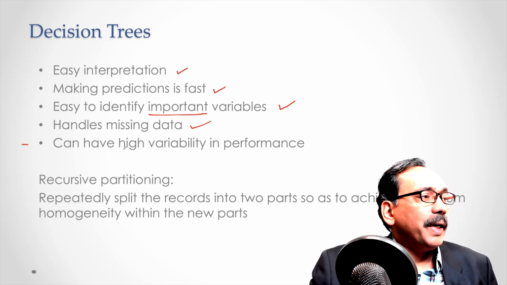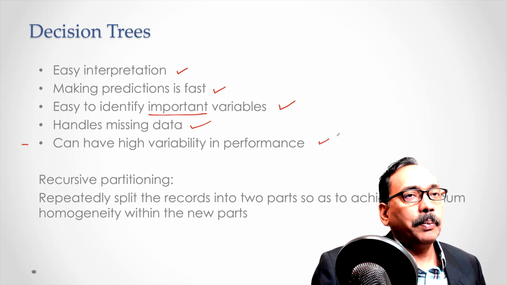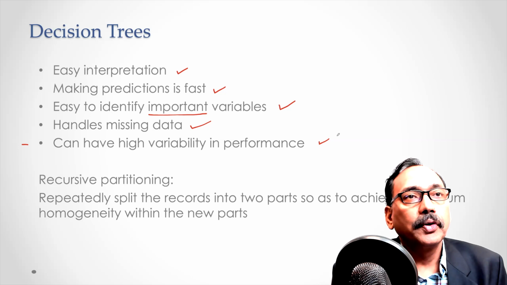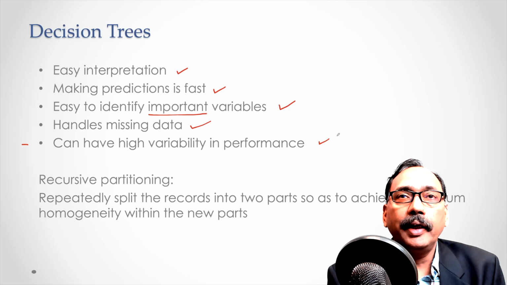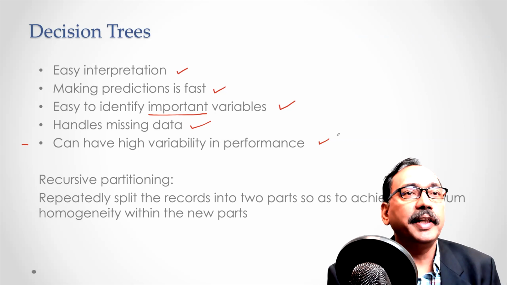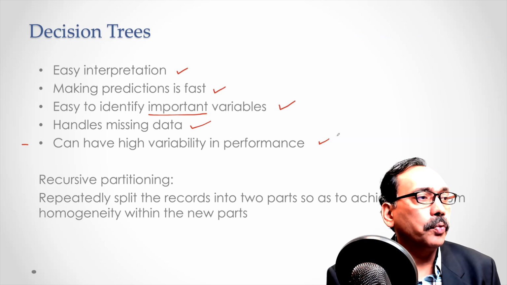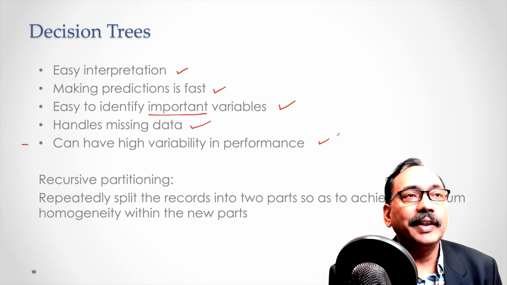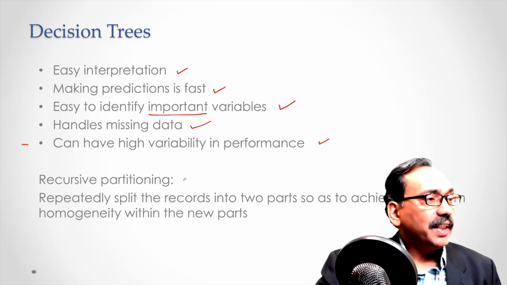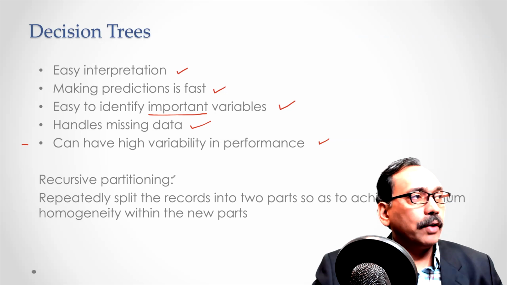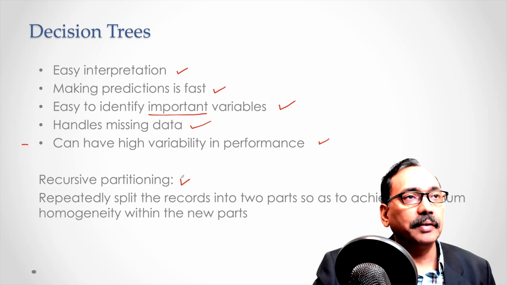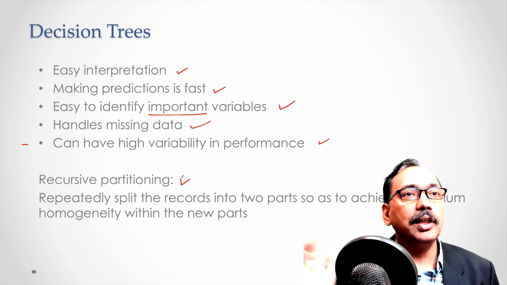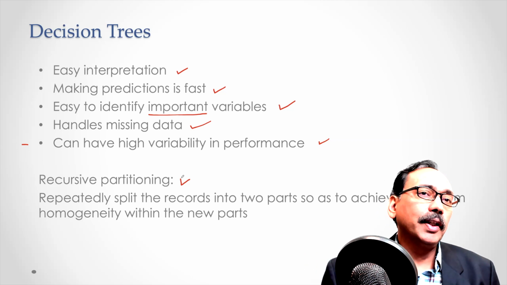One drawback, one negative thing, is that it can have high variability in performance. A slight change in the tree model and your performance may change. So that's one area where it has a disadvantage. Now what these trees do while developing is recursive partitioning. So we continuously partition the data into two.